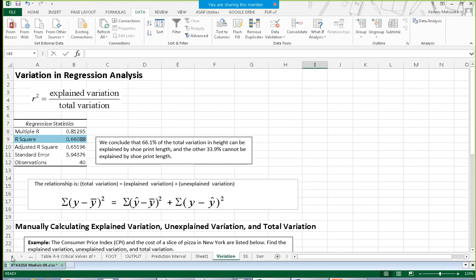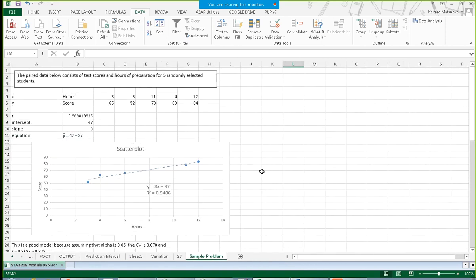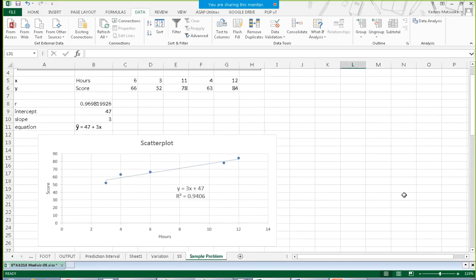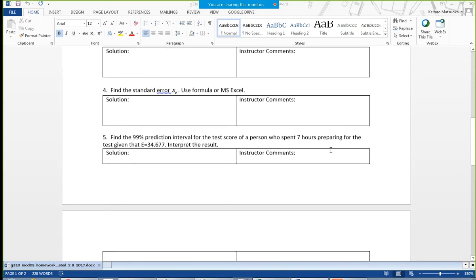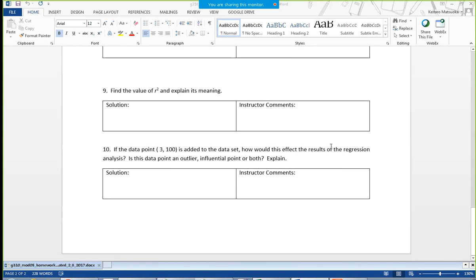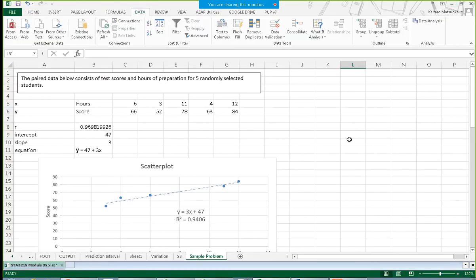That was a lot of information, so let me review it by going through an example problem similar to the homework assignment. The pair below consists of test scores and hours of preparation for 5 randomly selected students. Here you go. So let's calculate the correlation coefficient.